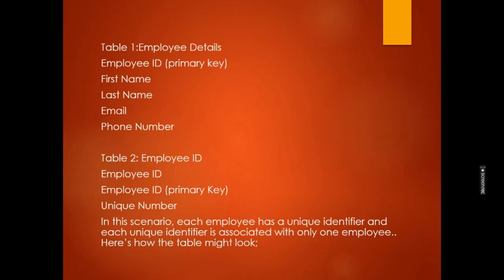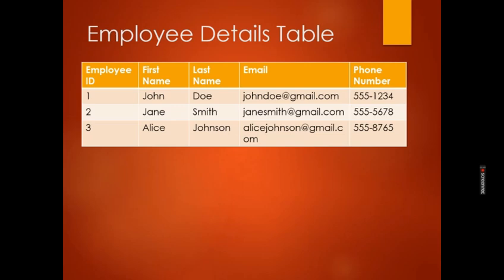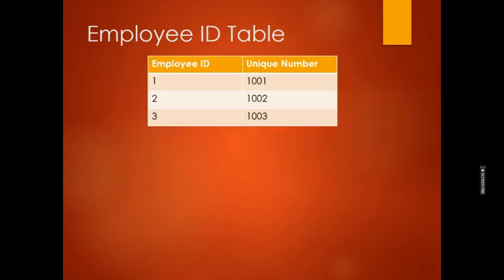Here is how the table could look like. This one is having the employee ID. We have the first name, and we have 3 employees with employee IDs 1, 2, 3, with their first names being John, Jane, Alice, then their last names being Bell, Smith, Johnson, with email addresses as seen above, and they have phone numbers as seen in the table. Then we have the employee ID table. The employee ID table has the employee ID and unique number as seen in the table.